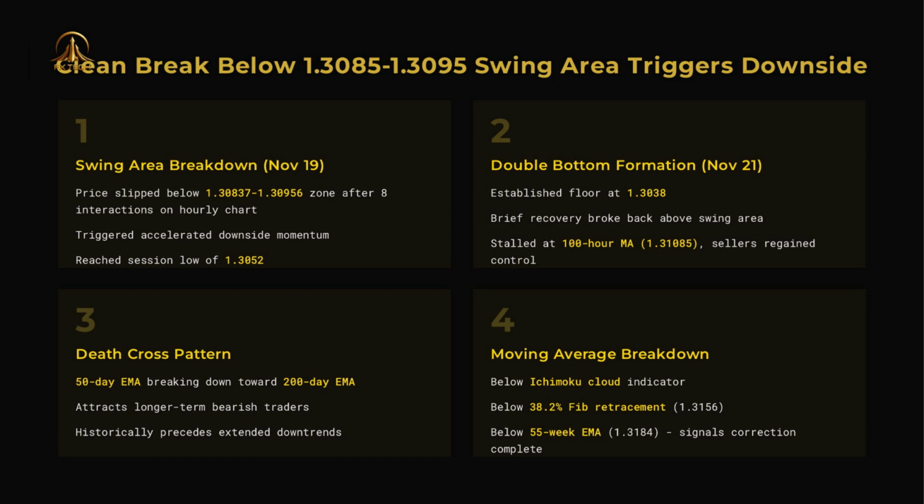However, this bullish attempt stalled at the 100-hour moving average at 1.31085, with sellers regaining control. Third, the death cross pattern is forming, with the 50-day EMA breaking down toward the 200-day EMA, a development that attracts longer-term bearish traders and historically precedes extended downtrends. Fourth, the pair has moved below the Ichimoku cloud, the 38.2% Fibonacci retracement at 1.3156, and the 55-week exponential moving average at 1.3184, signaling that the correction may be complete.